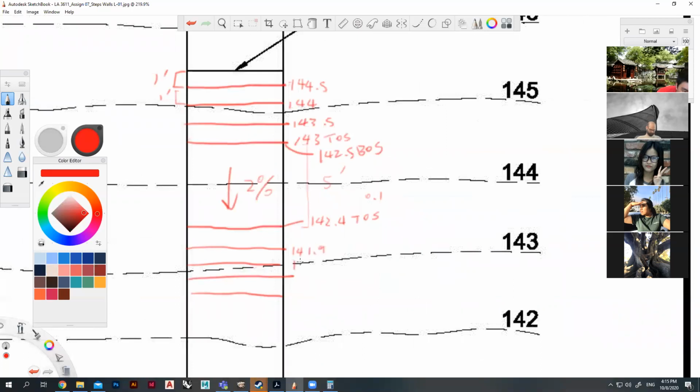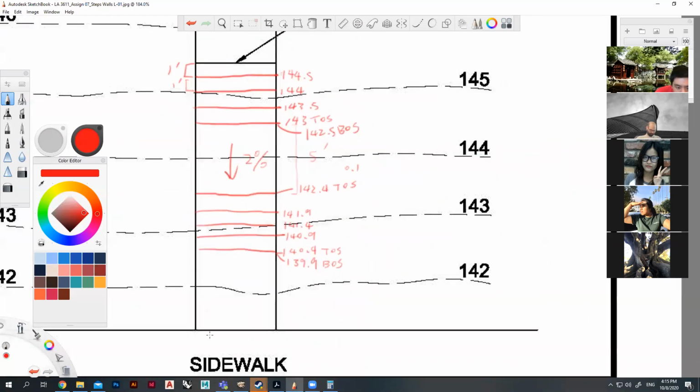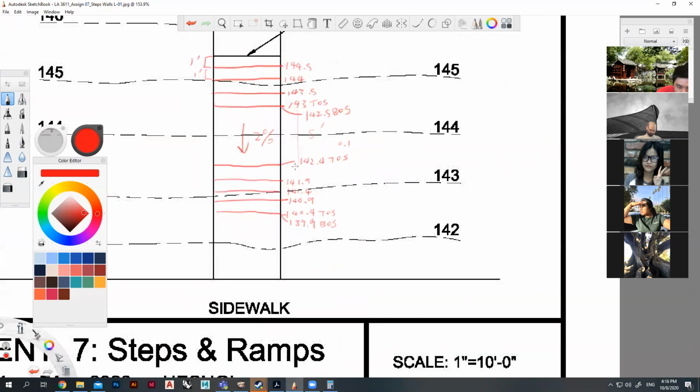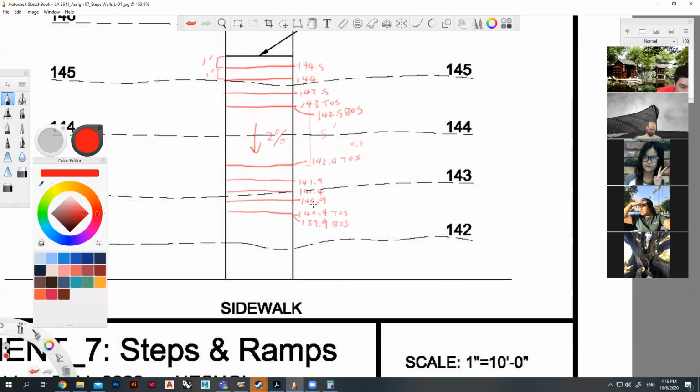141.9 here, 141.4, 140.9, 140.4, and then our bottom is 139.9. TOS and BOS. Sometimes the idea of top of step and bottom of step is a little bit confusing, so let me know if you guys need clarification on that.